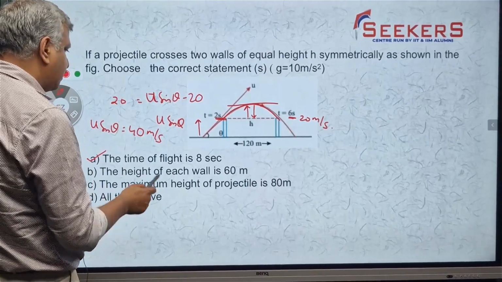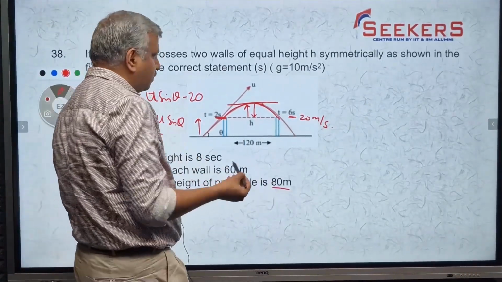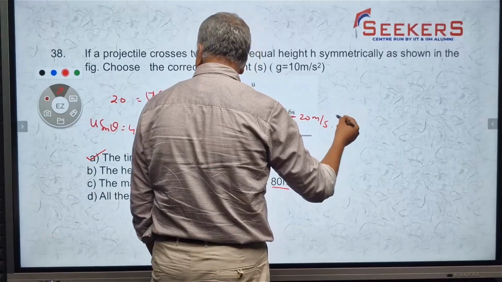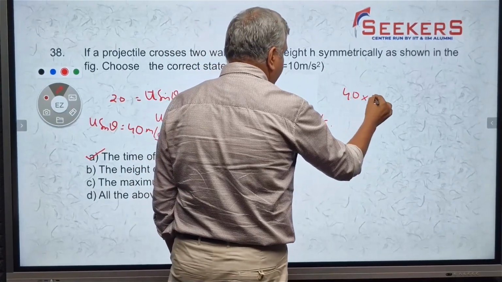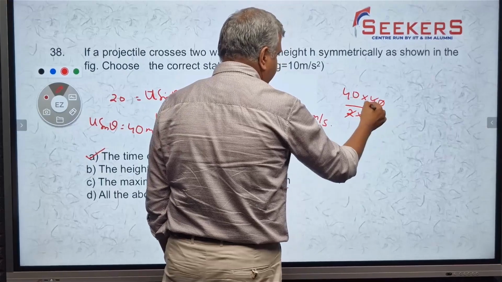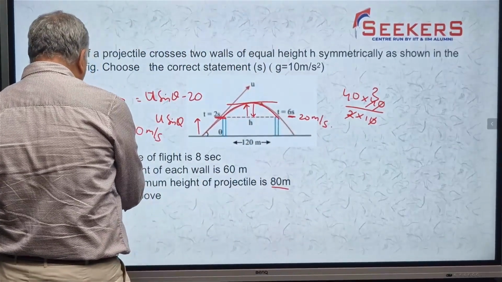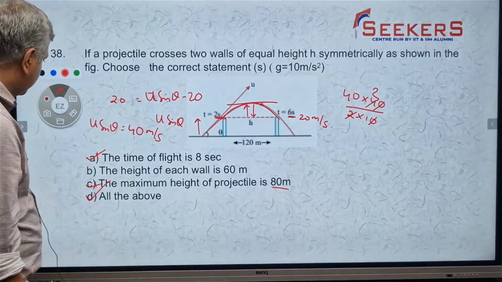We will see the maximum height of the projectile. So that is easy for us to calculate. The maximum height is u squared sine squared theta by 2g. So that is 40 into 40 divided by 2 into 10. The 0s cancel, so this is 80. So A is correct, C is correct. So all the above must be correct.